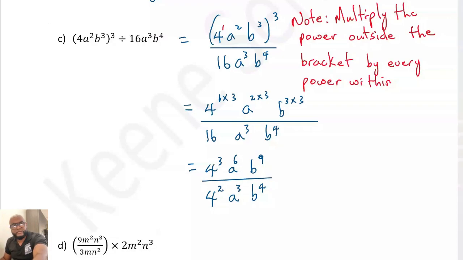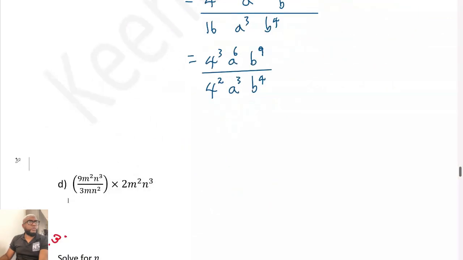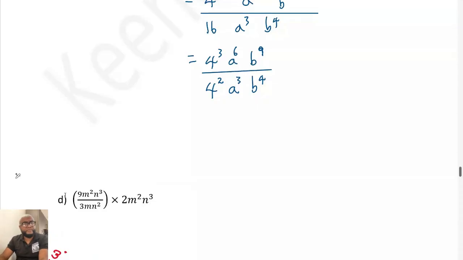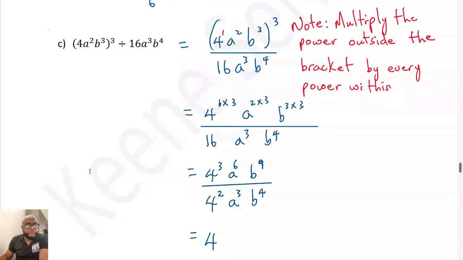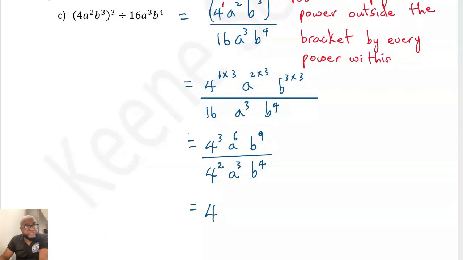So what do we do with the powers of 4? We subtract. So what will it be? 3 minus 2. What do we do with the powers of a? Subtract, 6 minus 3. Powers of b? 9 minus 4. Subtract. Everybody good here?